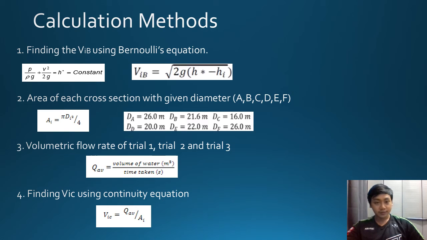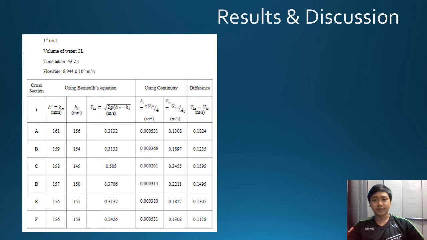The third calculation is the volumetric flow rate of trials 1, 2, and 3. You can see Q average equals the volume of water over the time taken. And lastly, finding the V_IC using the continuity equation earlier. So this is the result and discussion of the first trial. You can see that we vary between all cross sections of tubes A, B, C, D, and F. You can get the volume of water, the time taken, and the flow rate from the trial.